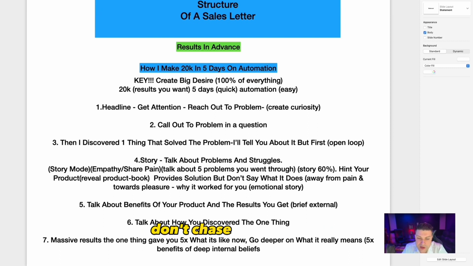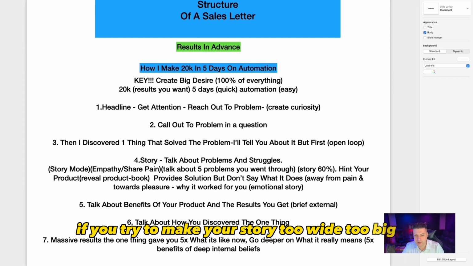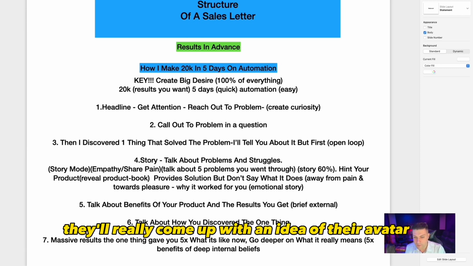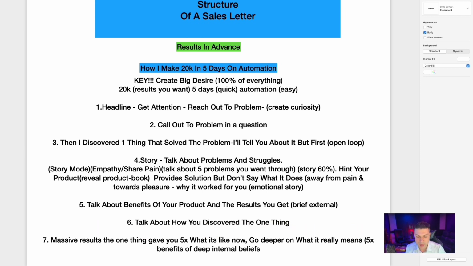Don't chase after people. Don't try to sell a product to people who don't have the same pain points and struggles. If you try to make your story too wide, too big, and take away that niche-down part of it and try to appeal to everybody generally, your story won't connect. So usually what people do when they're copywriting is come up with an idea of their avatar, meaning who they're selling to, and they find out a lot of their struggles.